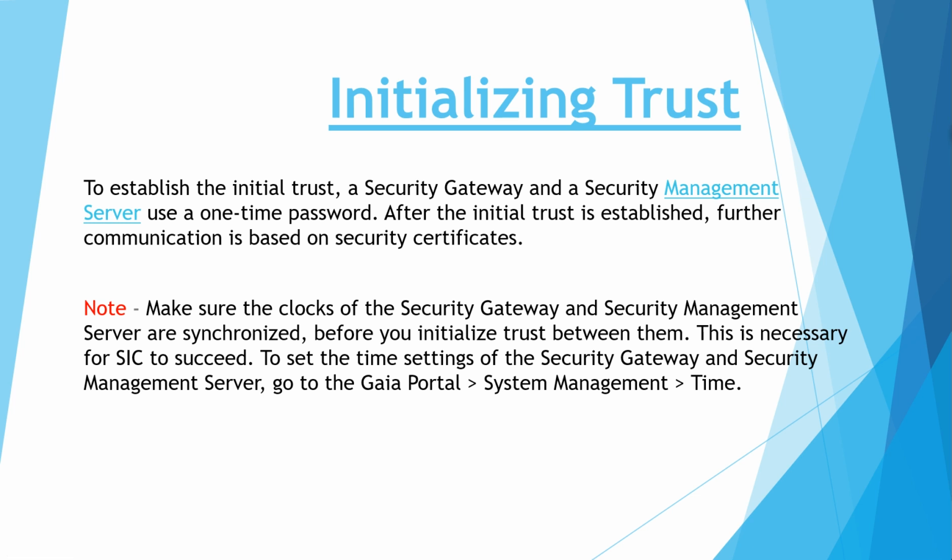So how do they initialize trust? It's very important. To establish the initial trust, a security gateway and security management server use a one-time password. This is called the SIC authentication password. During installation we must set it, and if we forget it or need to reset it, we must have a process.